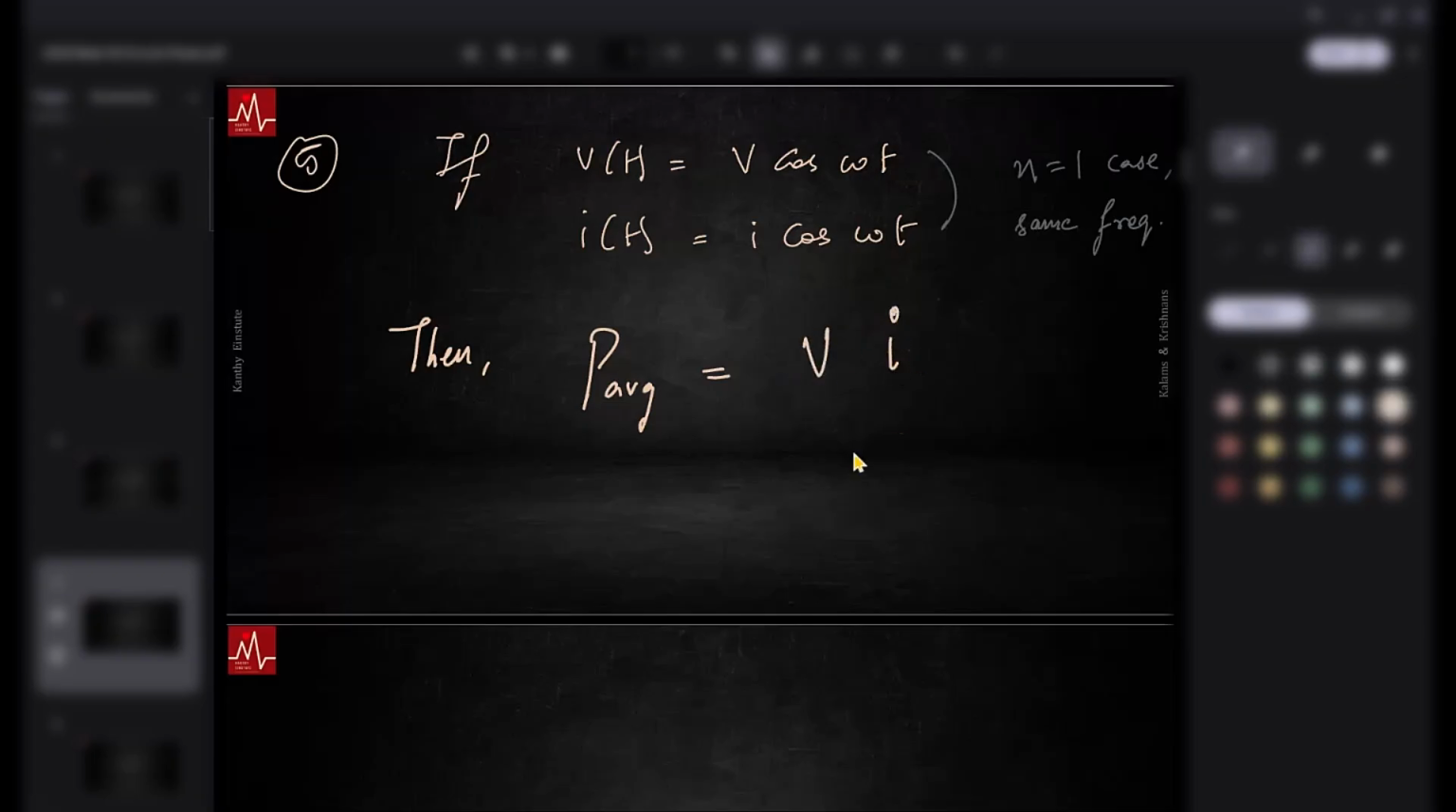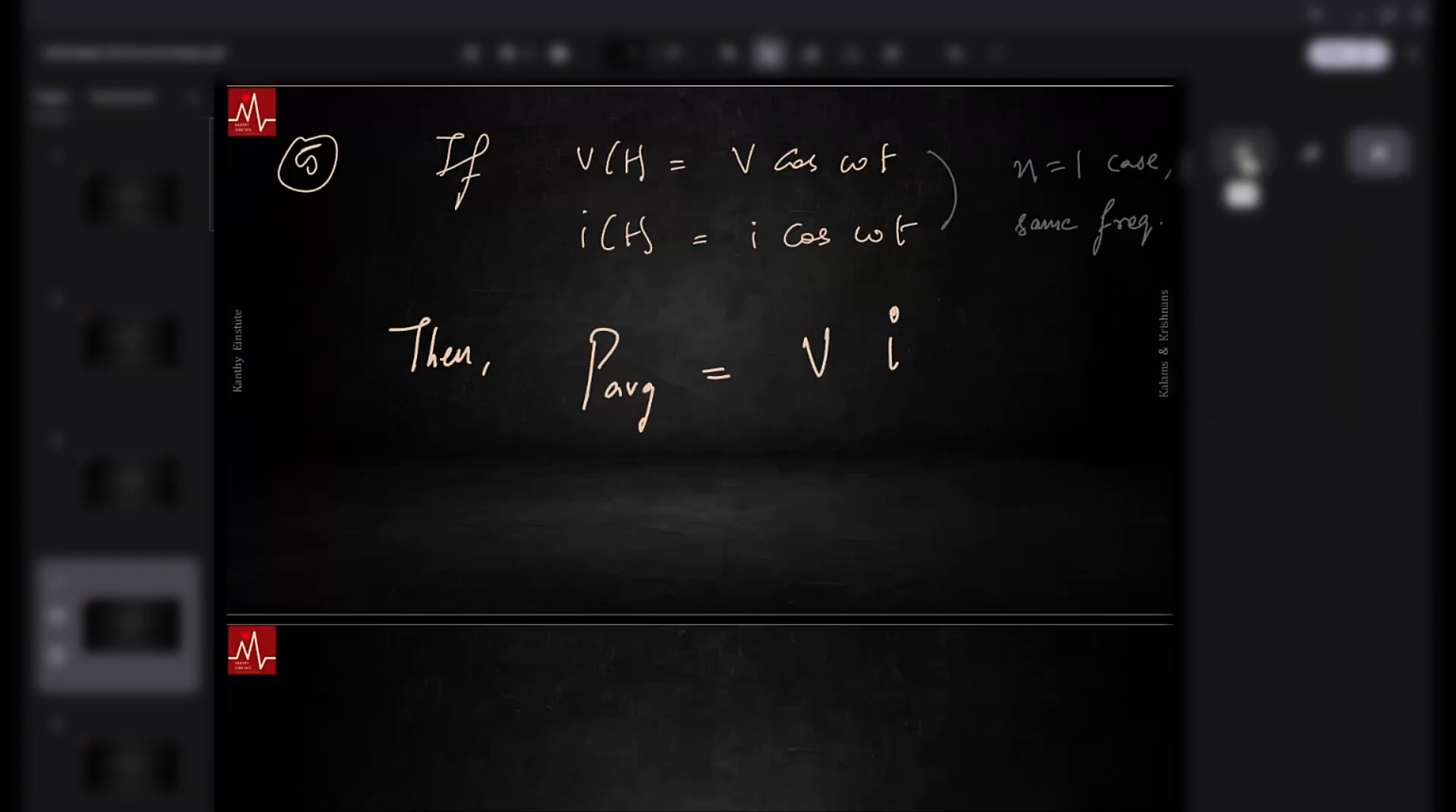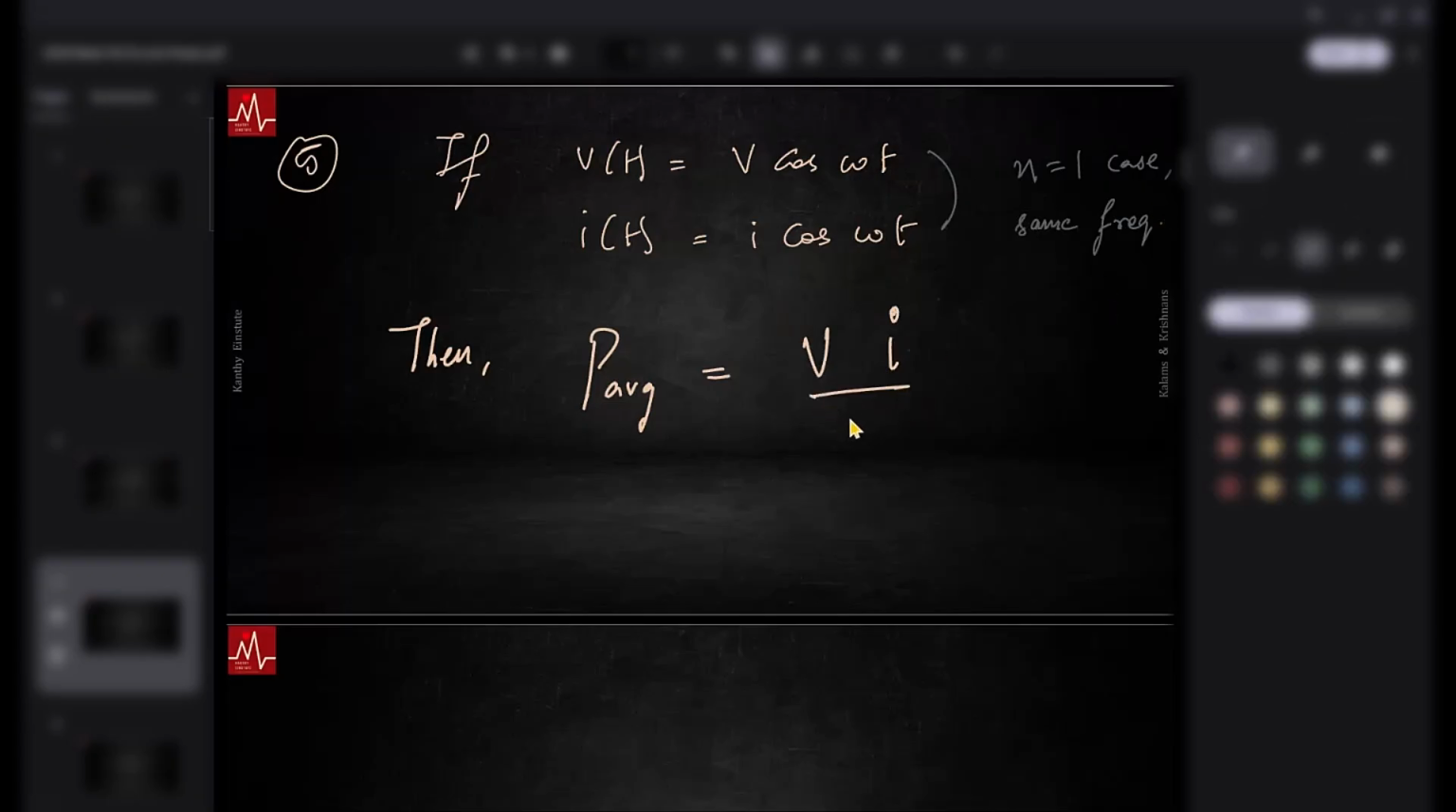This is a question I should have asked pages back, because many of you were answering that back then. Notice this, you could write this as V by root 2 into I by root 2. So you could also write this as V RMS, I RMS, your average power.